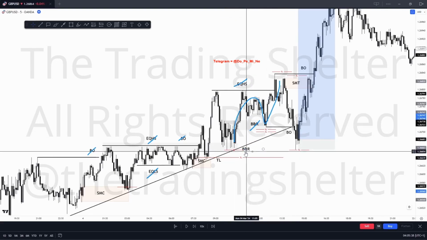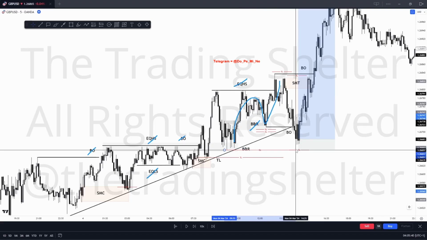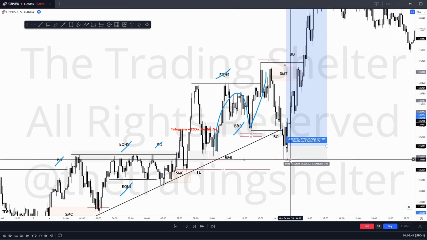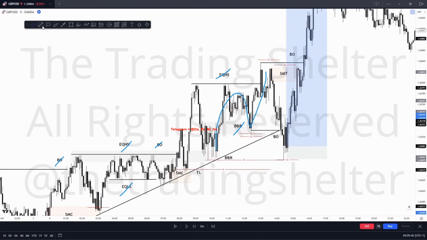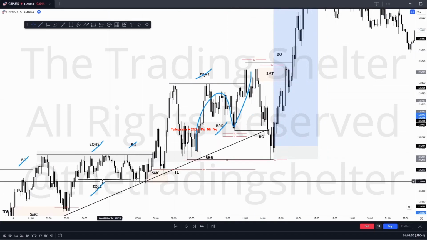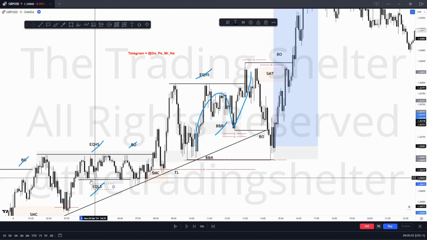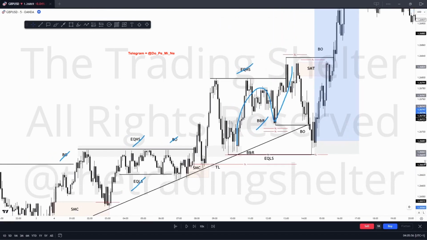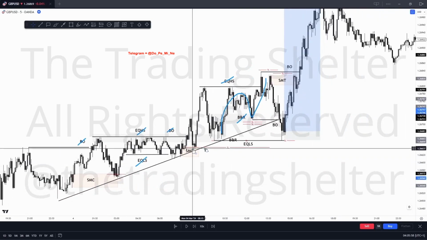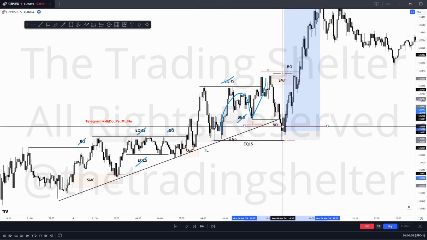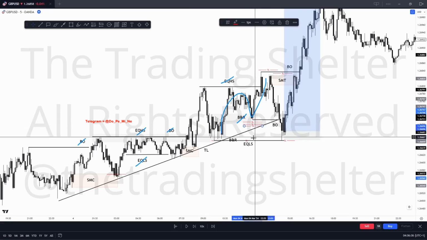Okay, look how price perfectly touches this line, and this becomes equal lows. Okay. So now these guys, when price makes a new high, also move their stop loss to trailing stop loss to the next structural point.